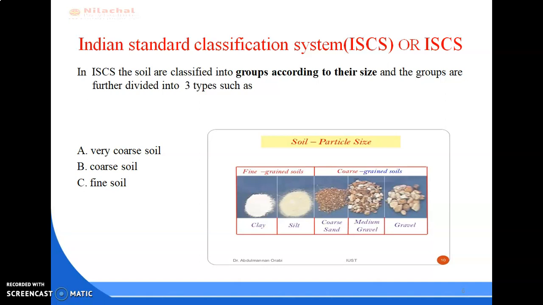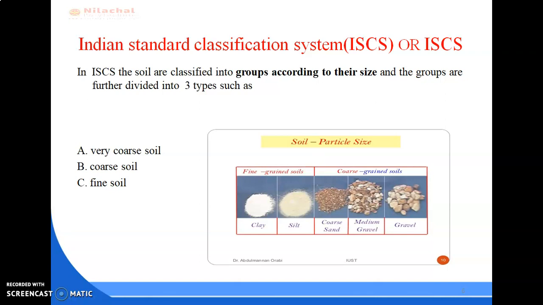The Indian Standard soil classification system was first developed in 1959, and it was revised in 1970. This revised version is essentially based on the USCS system with some modification, in that the fine grained soils have been subdivided into 3 groups. Again, the ISCS classifies the soils into these types: very coarse, coarse and fine.